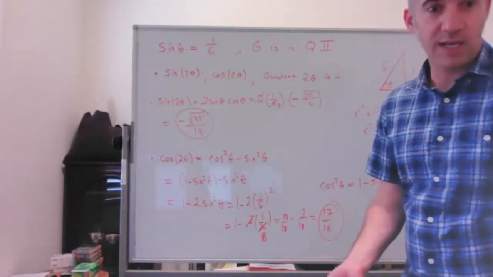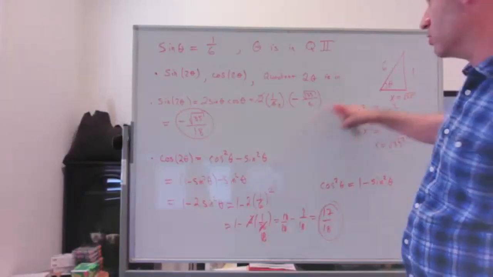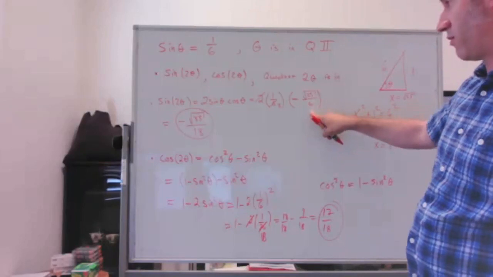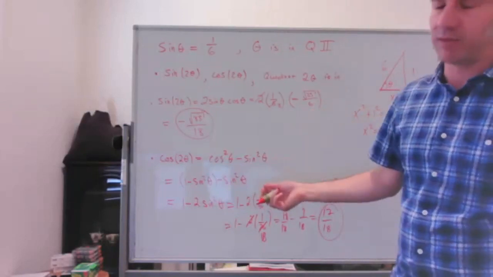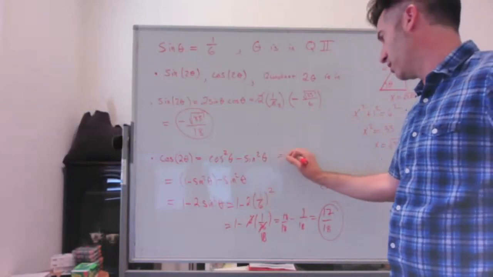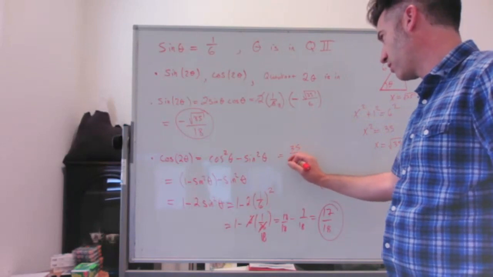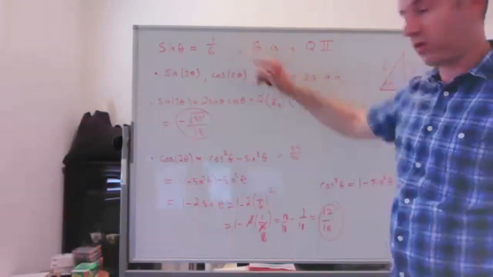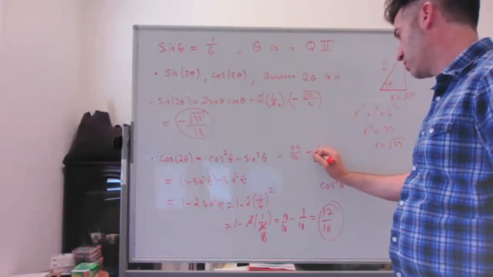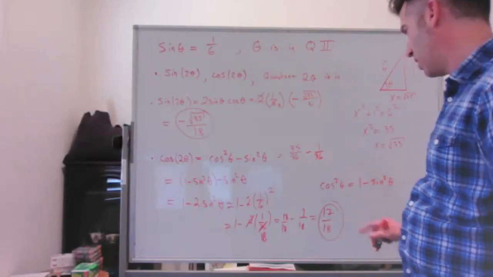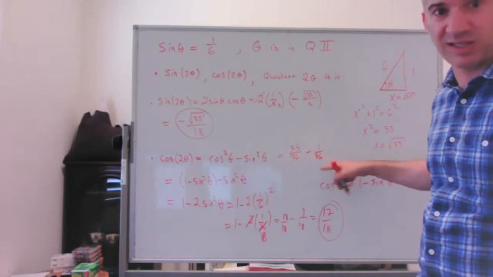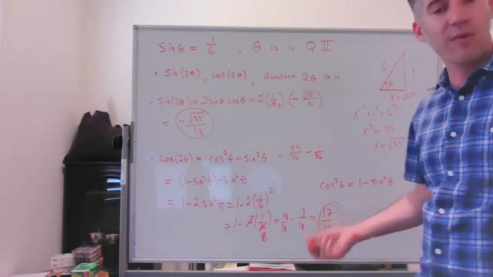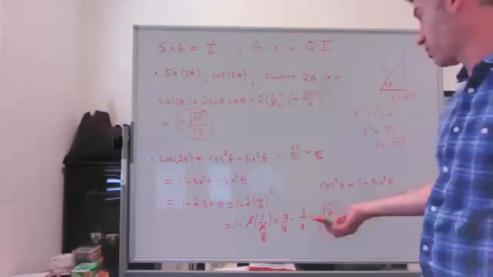You would have gotten the same thing if you'd done it this way and used this, right? Cosine squared would have been the negative square root of 35 over 6 squared, which would have been 35 over 36. And sine squared would have been 1 over 6 squared, which would have been 1 over 36. And then 35/36 minus 1/36 is 34/36, which reduces to 17/18. Either way would work, but sometimes you can cut out some of the work.